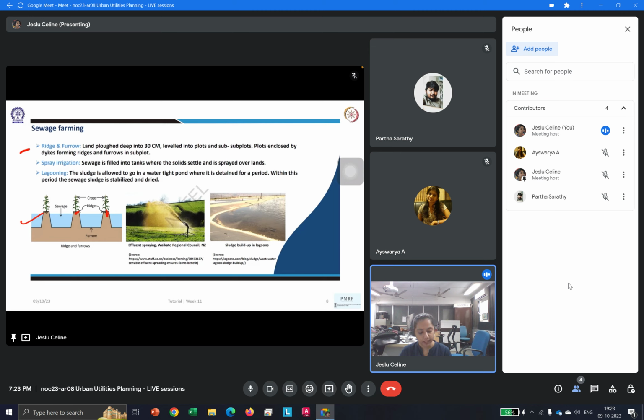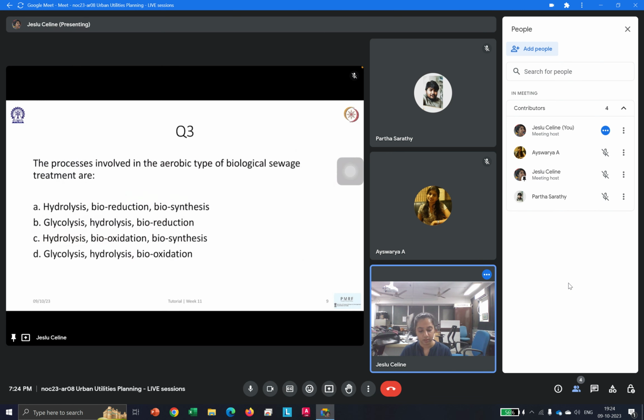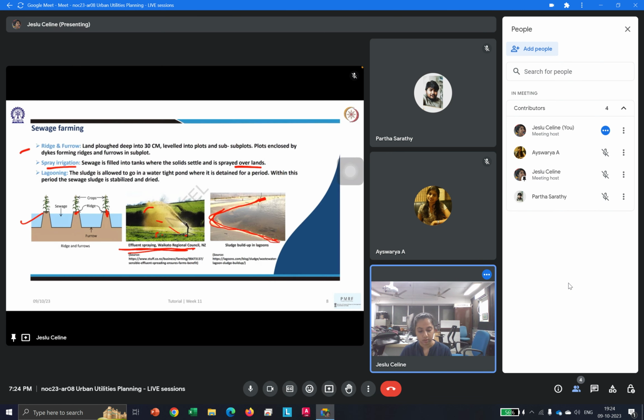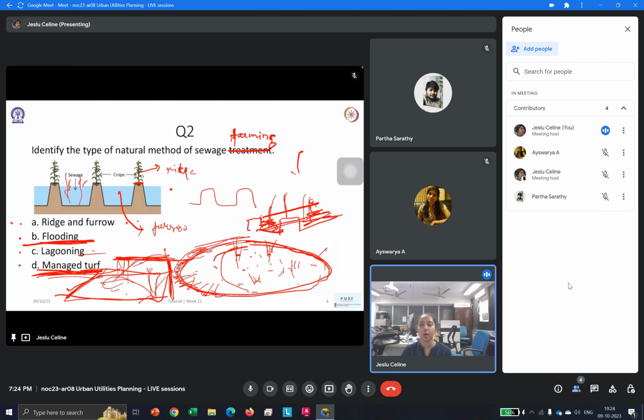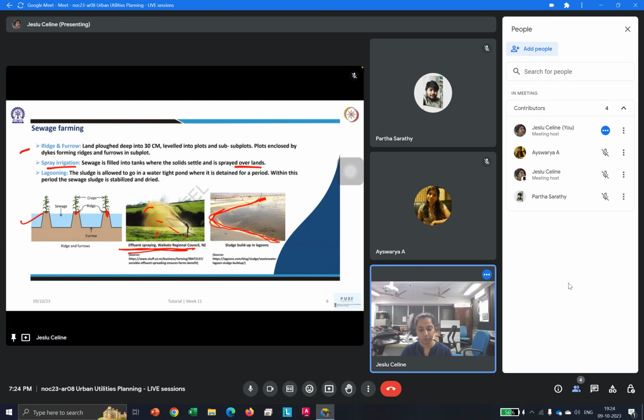Then you have spray irrigation, where effluent is being sprayed. This is a type of managed turf. And then we have lagooning, where the sludge is built up and accumulated over here. Coming back, ridge and furrow is the answer to this. Any doubts in this question? Okay, we'll proceed further.